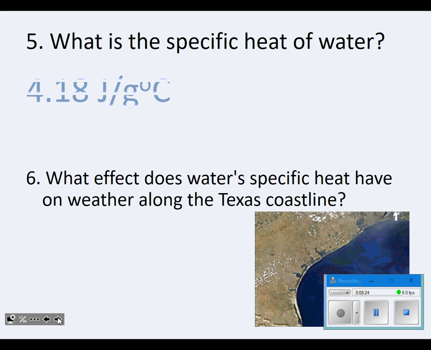What's the specific heat of water? You don't actually need to know this number because we're not doing calculations with it yet for thermo, but it is 4.18 joules per gram degrees Celsius.